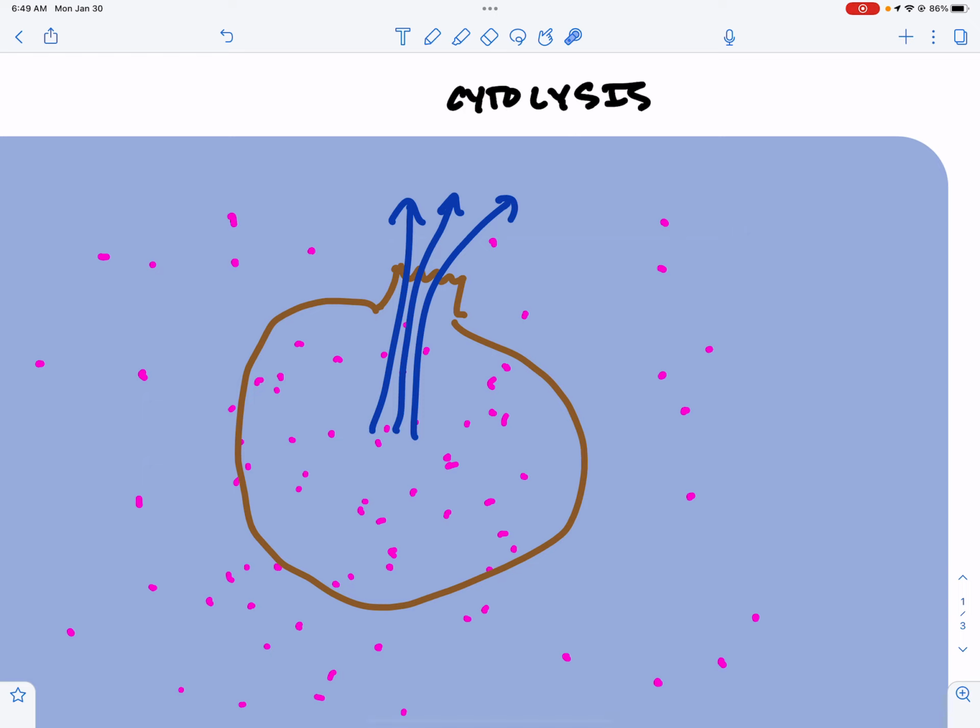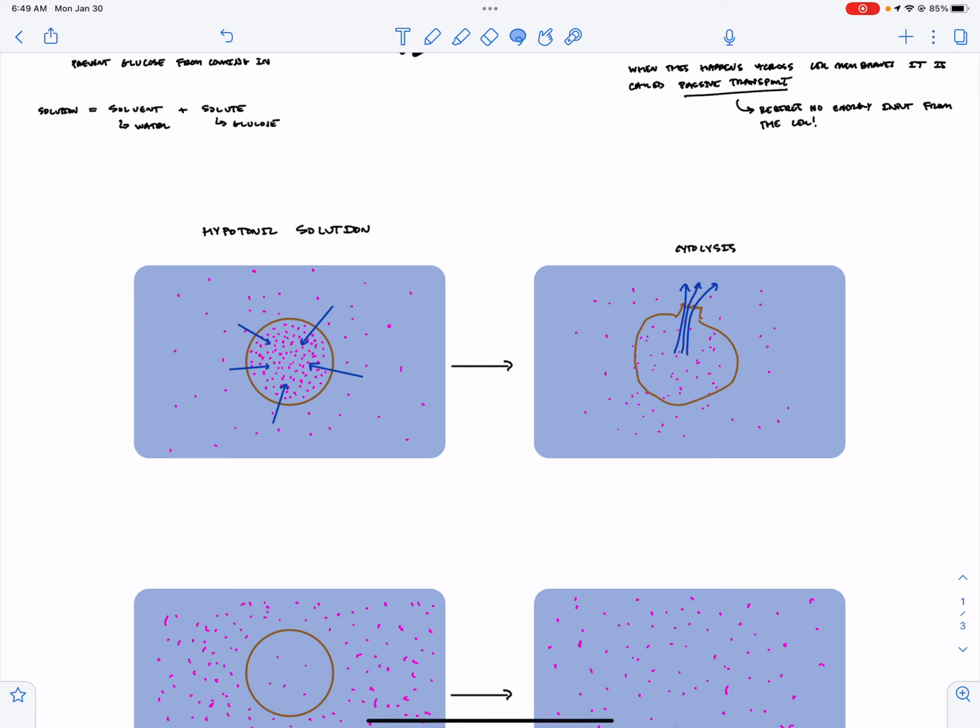Cyto meaning cytoplasm, lysis meaning to break or to split. So when a cell swells because it is immersed in a hypotonic solution, and then bursts, it is called cytolysis. Now, this is only going to happen to certain types of cells, and we'll talk about what types of cells would experience cytolysis down below in a second.